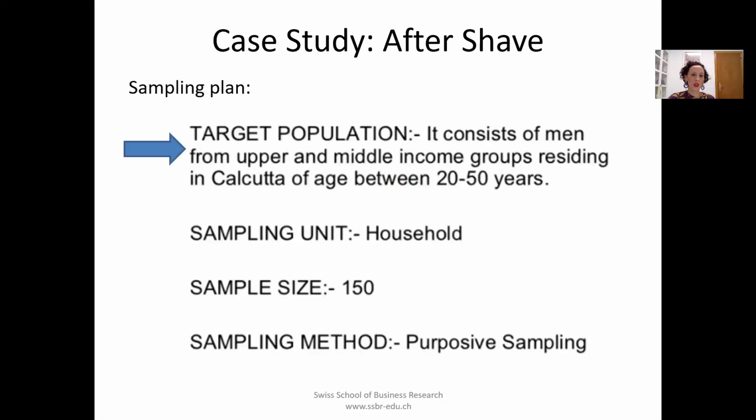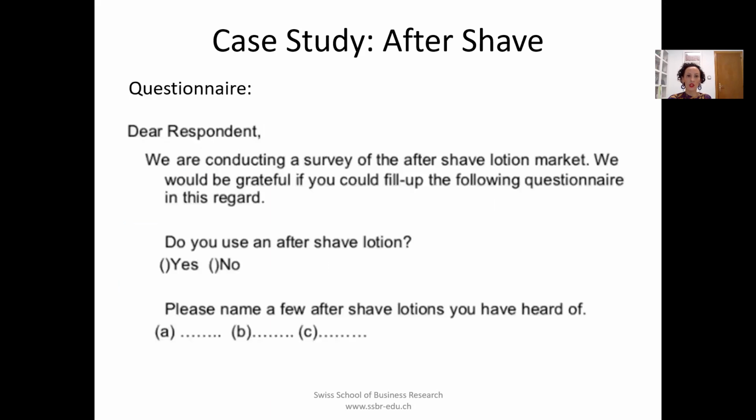So the target population, remember, we have to specify the target population, sampling unit, etc., will be men from upper and middle income household groups living in Calcutta between the ages of 20 and 50. The sampling unit will be the household. The sample size will be 150, and the sampling method will be purposive sampling. And so here we have created the questions for the specific questionnaire that our researcher is going to use as a basis for the interview with the men in the sample group.